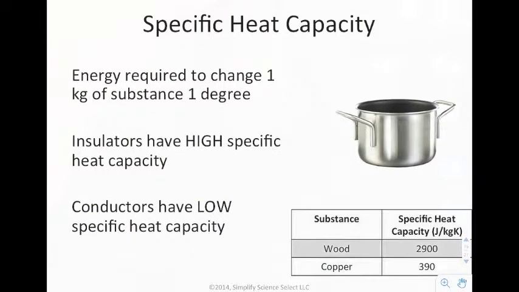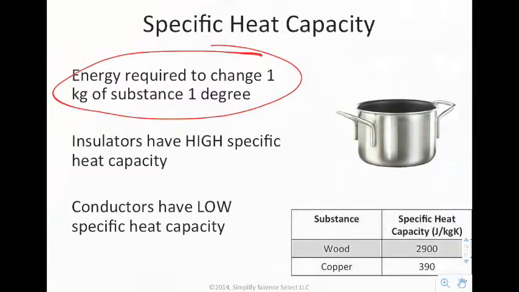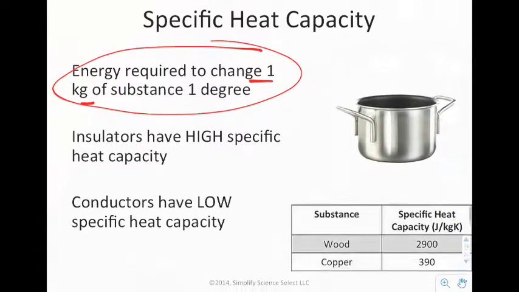So now we need to look at specific heat capacity. Specific heat capacity is the energy that's required to change 1 kilogram of a substance 1 degree. We tend to use kilograms in the physics portion of this, and if you're looking at it from a chemistry perspective, you tend to see grams.